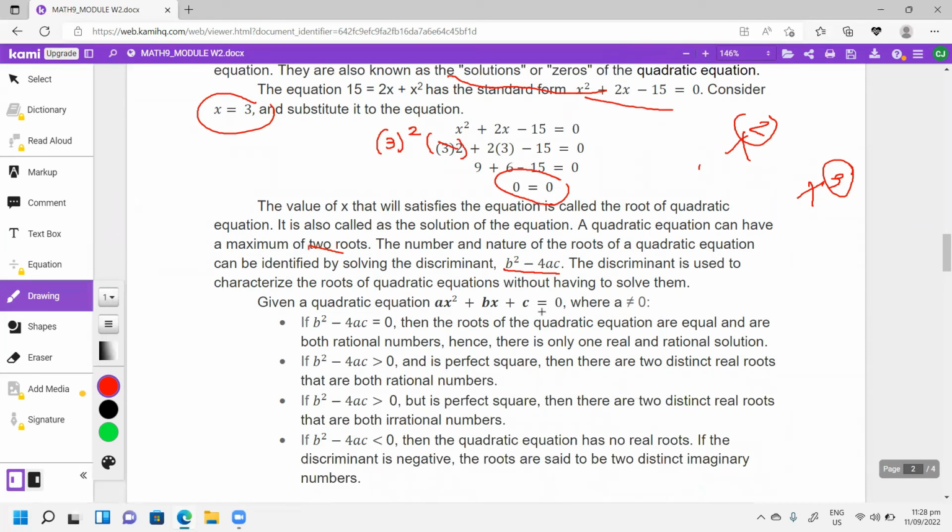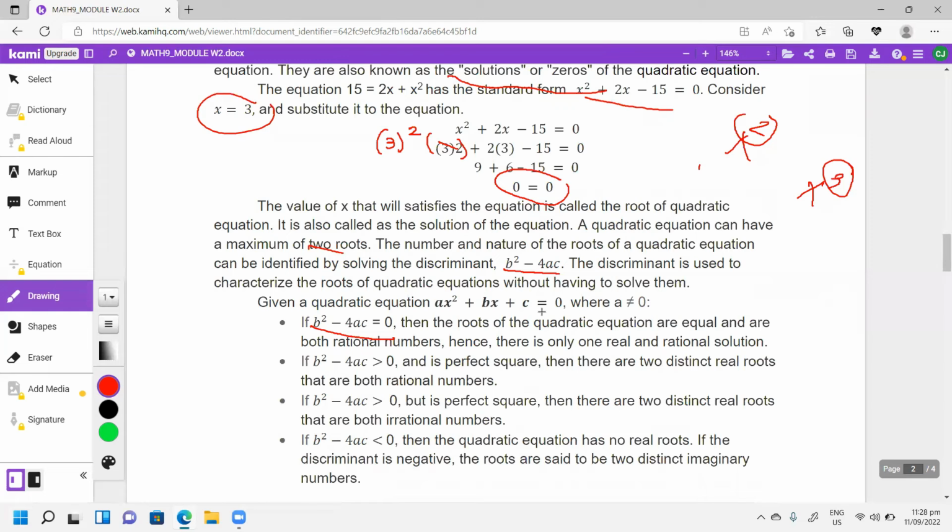Given a quadratic equation ax squared plus bx plus c equal to 0, where a is not equal to 0, if b squared minus 4ac is equal to 0, then the roots of the quadratic equation are equal and are both rational numbers. Hence, there is only one real and rational number.